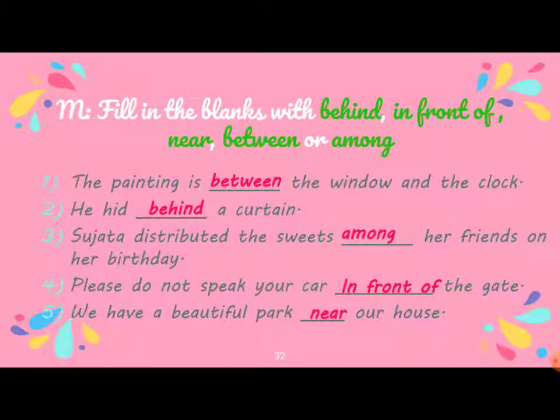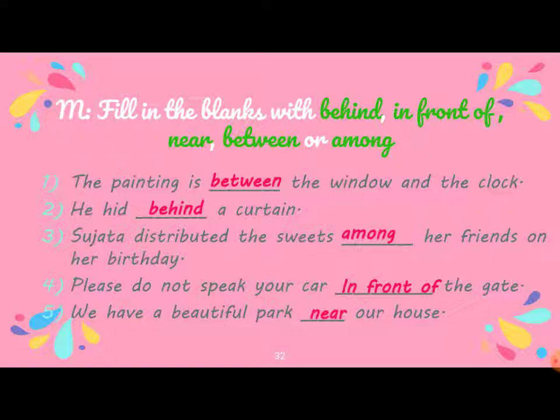Fill in the blanks with behind, in front of, near, between or among. First sentence, the painting is dash. We have two objects, so window and the clock. So we have two objects, so we will use between. He hid behind a curtain.